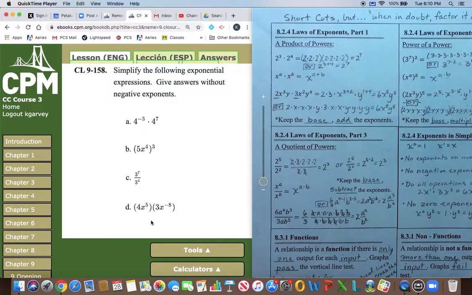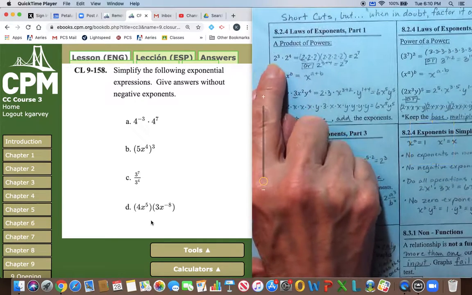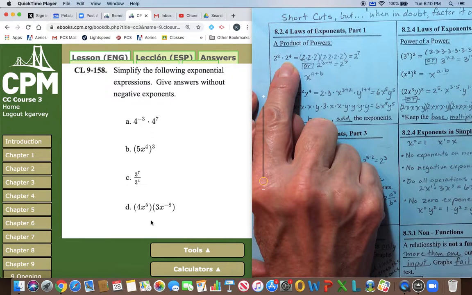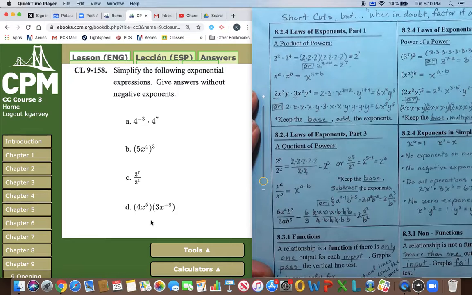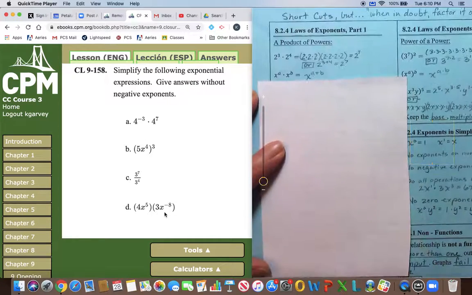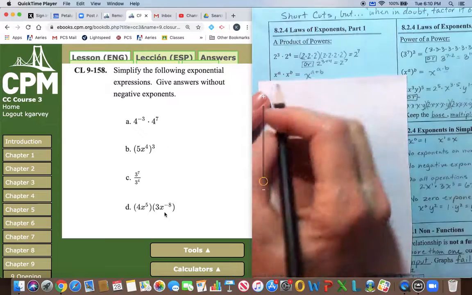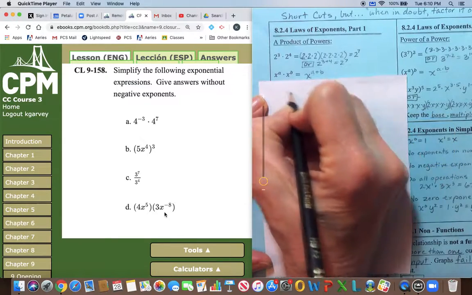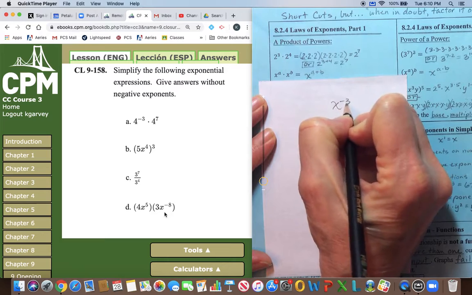shortcuts. So the first shortcut that we would want to look at is the product of powers. If the base is the same, and in this case, the base of the exponent is x, then all we need to do is add together the actual exponents. So 5 and -8 would mean that we would have x to the -3. So let's go ahead and do that. Let's write down that first. So we're going to have x to the -3rd power.